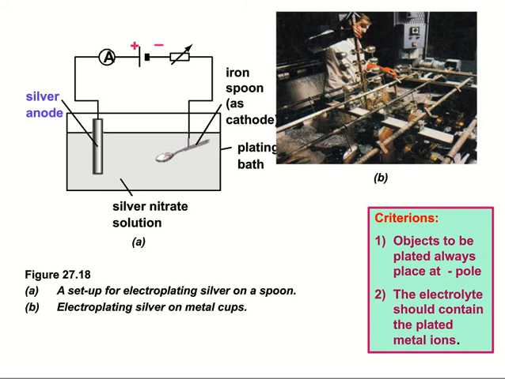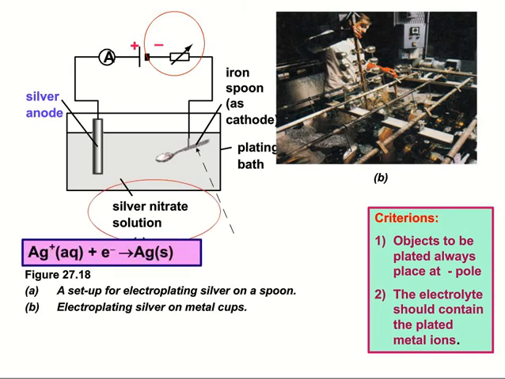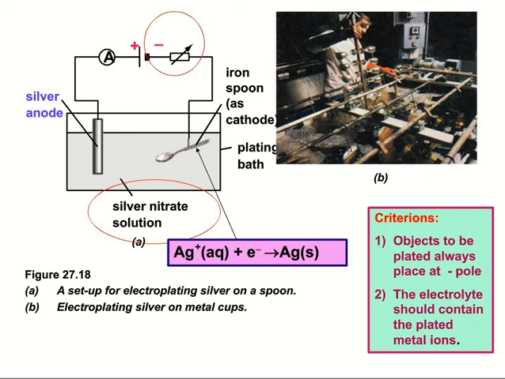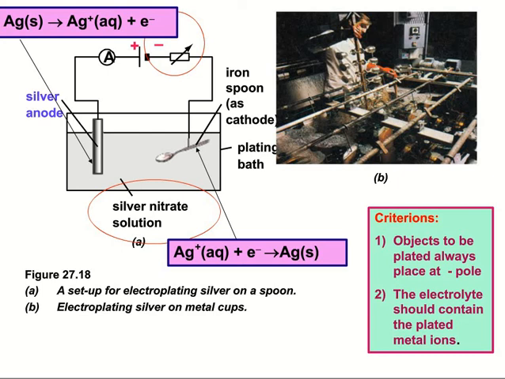See, silver nitrate solution. Iron spoon as cathode. Silver anode is there. Silver nitrate solution we have taken. Plating bath. Setup of electroplating silver on a spoon. This diagram shows electroplating silver on metal cups. Here, the criteria is that objects to be plated are always placed at the negative pole. The electrolyte should contain the plated metal ions. These are the 2 points you have to remember. So silver gets deposited. Silver gets dissolved.